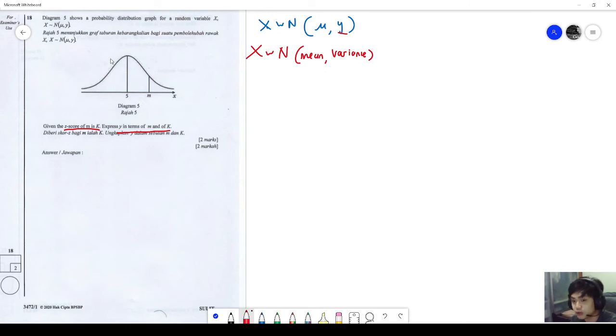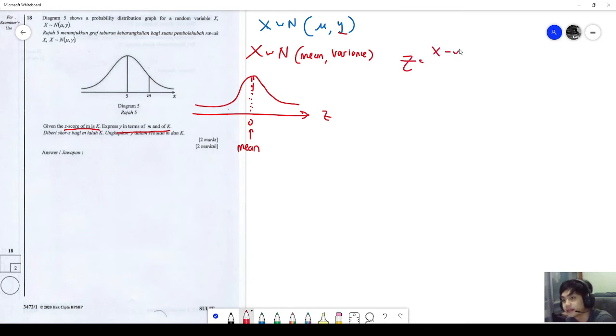Here, this is just a probability distribution graph for x. This is not the z-score. The difference is that for the z-score, it is usually written like this, and we write z here, and this is considered to be 0. Why is z 0 at this point? Because this is where we have the mean. According to our formula, z equals x minus mu over standard deviation. If your x and your mean are the same, your z-score will be 0. Therefore, at this part, x equals the mean. In this case, our mean is given as 5.